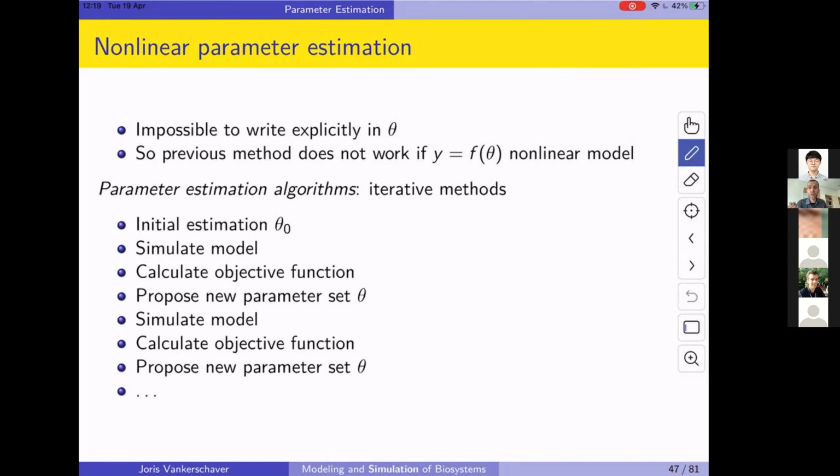now we have a model where we can't find the parameter explicitly, we have to find it numerically. So that's going to be an iterative process. We'll have to start from an initial choice and then make it better, and then see if we're done, and if not, make it better again, and so on.